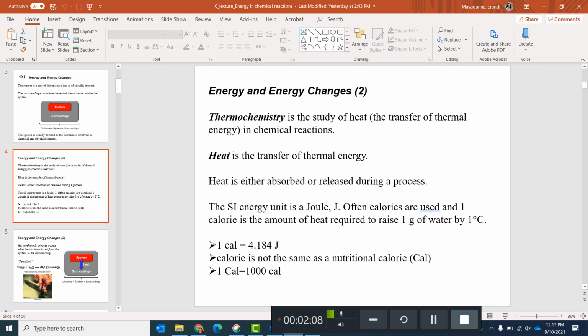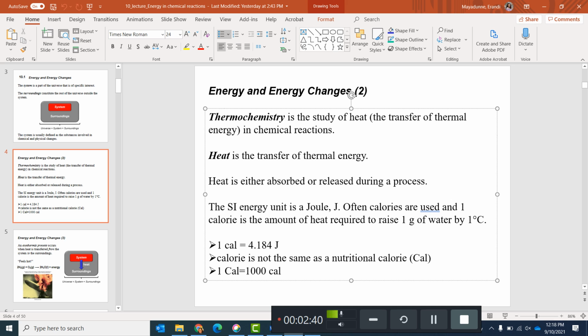The SI unit of heat is the joule, though heat is often expressed in calories. One calorie is 4.184 joules. I don't want you to memorize the conversion, but you just need to remember that joule values are always higher than calorie values. If you think about the food Calorie, written with an uppercase C, it is 1,000 of the smaller calories. So the calorie is not the same as the nutritional Calorie. It's different.